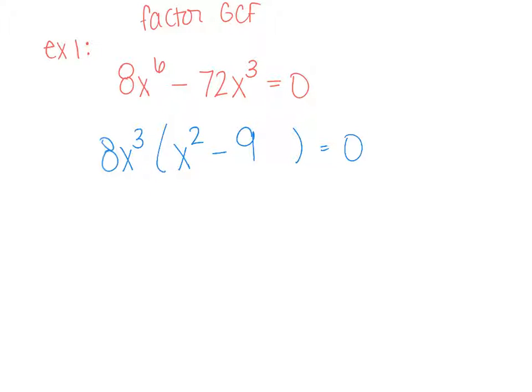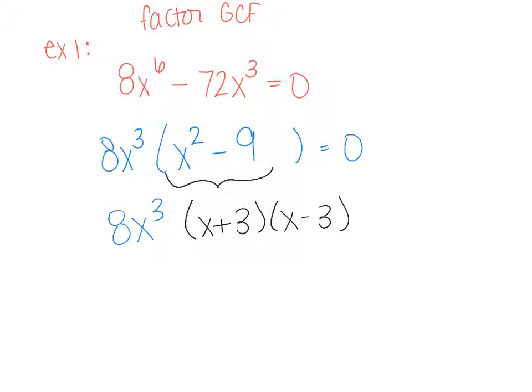Now I can factor again. So this thing right here is a difference of squares. So I have x plus 3, x minus 3. And then I carry everything else down. Now the zero product property says if you have things being multiplied to 0, you can set each part equal to 0. So you're going to set 8x cubed equals 0, x plus 3 equals 0, and x minus 3 equals 0.